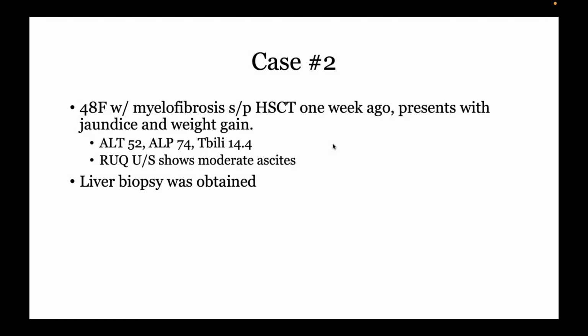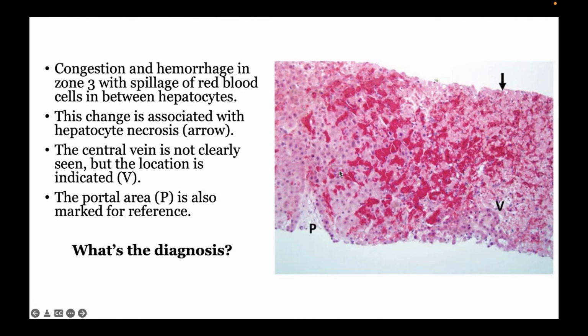Case number 2. A 48-year-old female with myelofibrosis, status post stem cell transplant 1 week ago. Now presents with jaundice and weight gain. Her ALT is 52, her ALK-Phos is 74, and her T-bili is 14.4. They do a right upper quadrant ultrasound that shows moderate ascites. Due to the injury, a liver biopsy eventually was obtained.